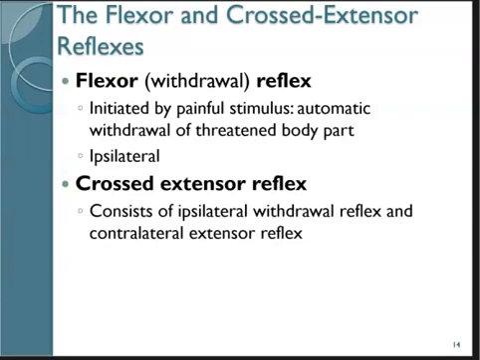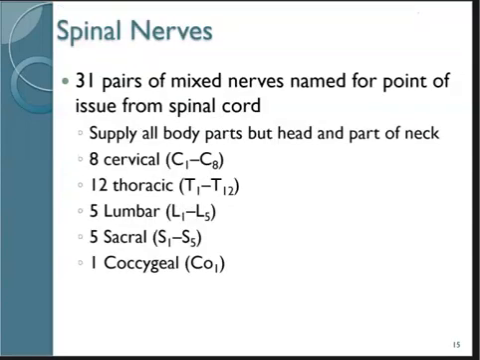So the same scenario where I talked about withdrawing that foot which touched or stepped on a glass or the thumbtack, we're withdrawing that. But if we were walking at that time, we'll make sure that our other leg is extended out, giving us the balance, right? So ipsilateral withdrawal with contralateral extensor.